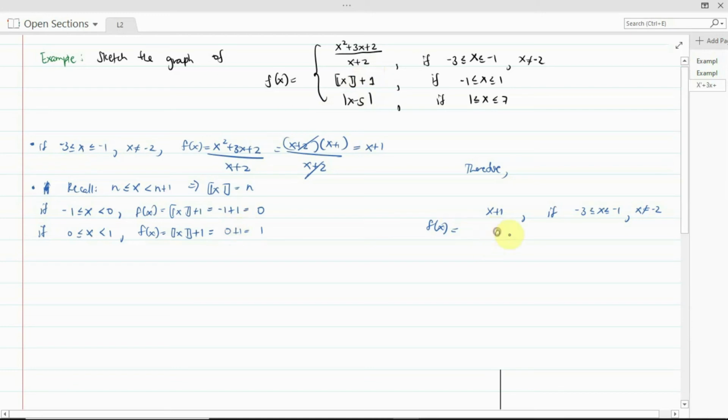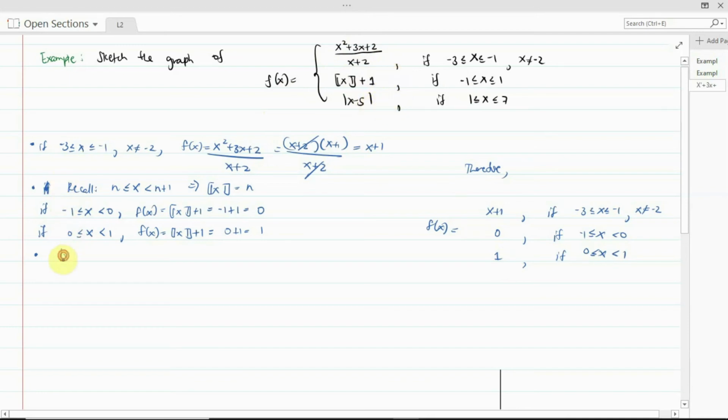It is either 0 or 1. When is it 0? If x is between negative 1 and 0, excluding 0, including negative 1. And it is 1 if x is between 0 and 1. Okay? So this first and second, we simplified into these three. Now let us work on the third.